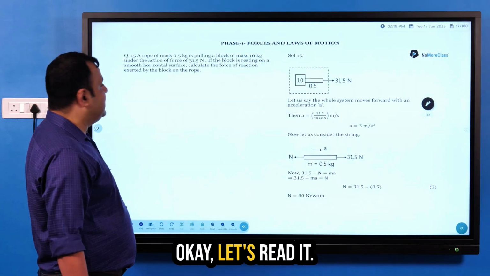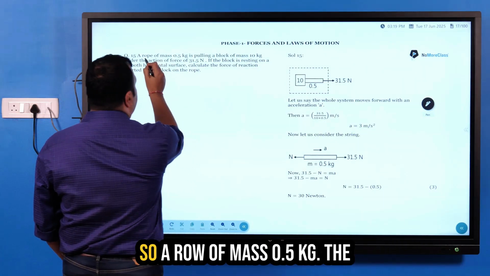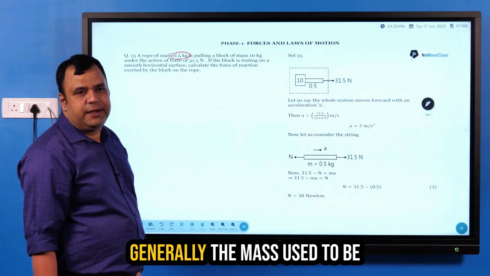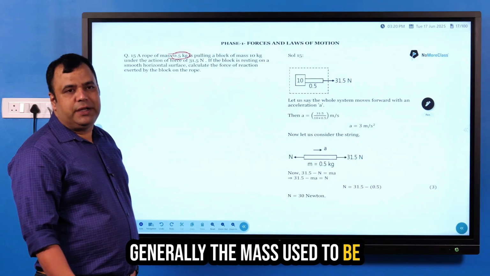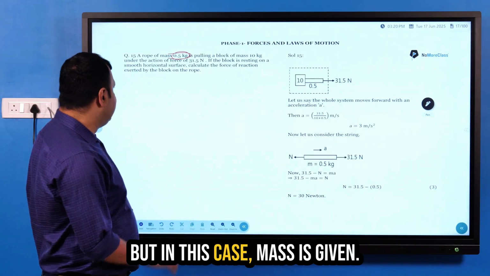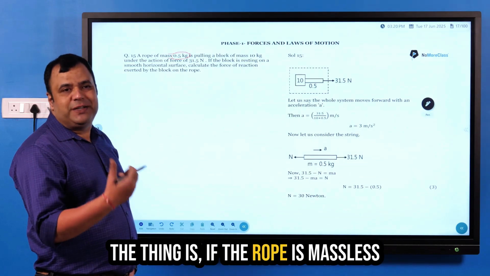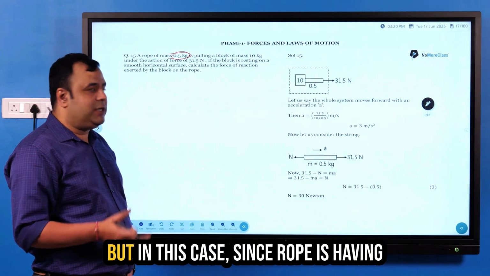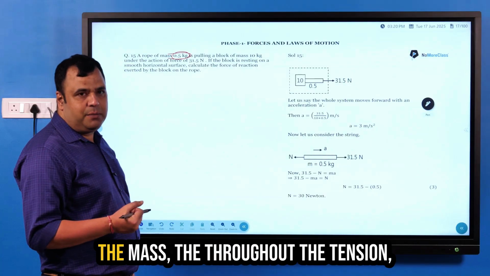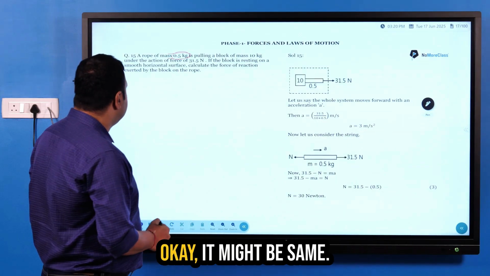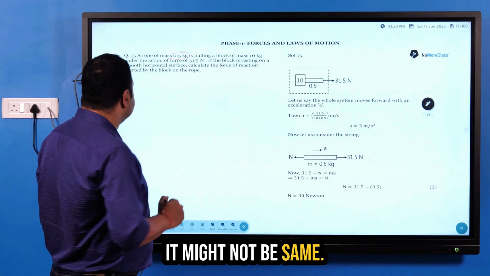Okay, let's read it. A rope of mass 0.5 kg. Generally the rope used to be massless, but in this case, mass is given. If the rope is massless, the tension is the same throughout. But in this case, since the rope has mass, we cannot assume the same tension throughout. It might be the same, it might not be the same.